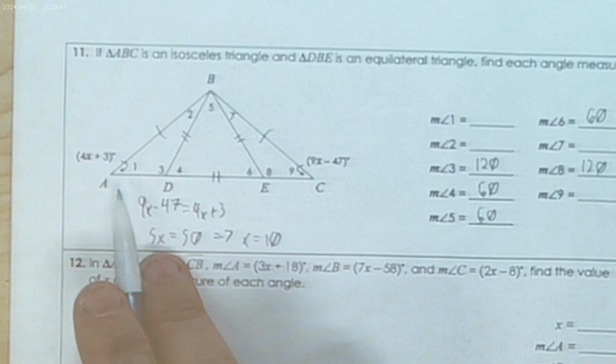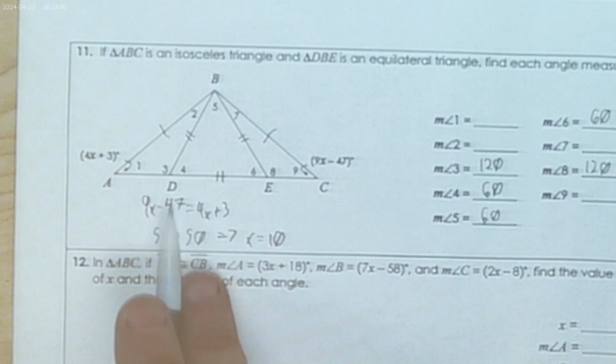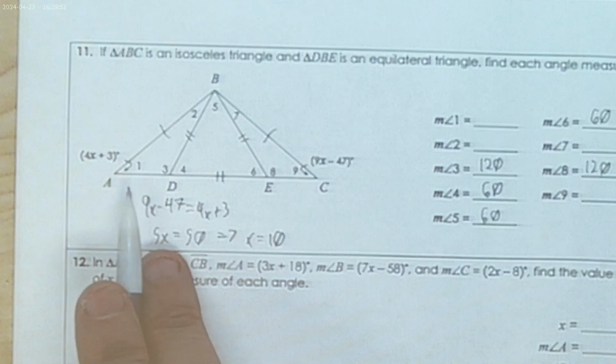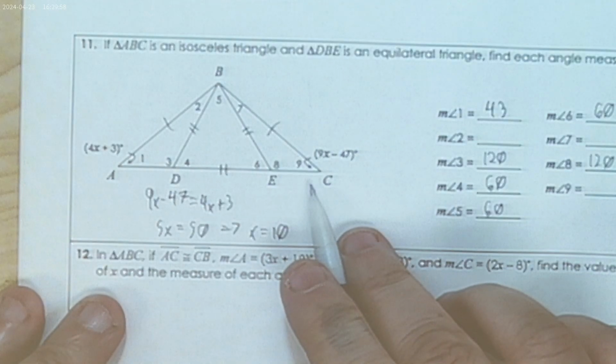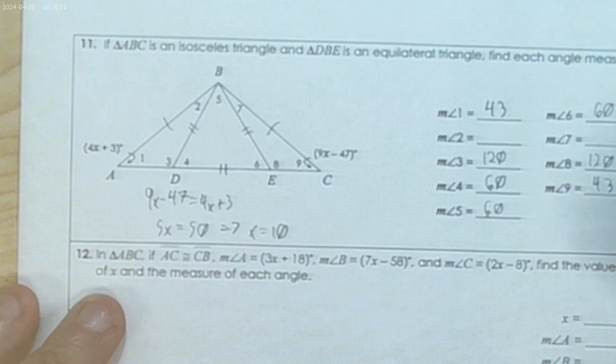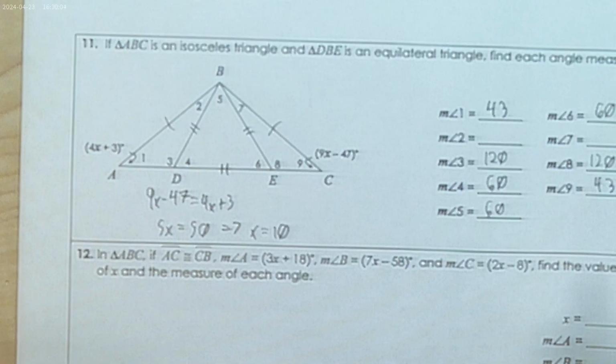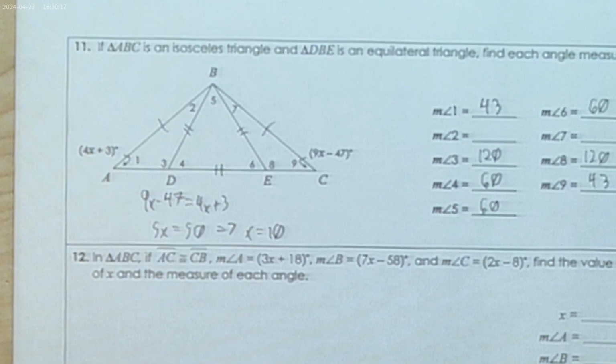All right. So that means if x equals 10, for angle 1 equals 43. That means that angle 9 also equals 43. All right. I'd be willing to bet that 2 and 7 are equal, based on some congruency statement that I'm forgetting, but I can't really remember a good one.